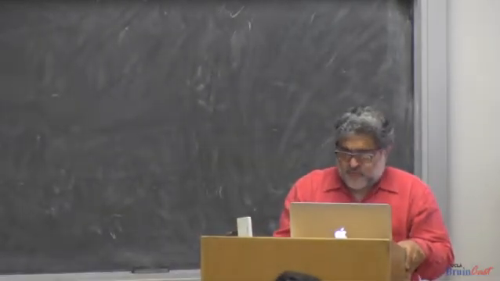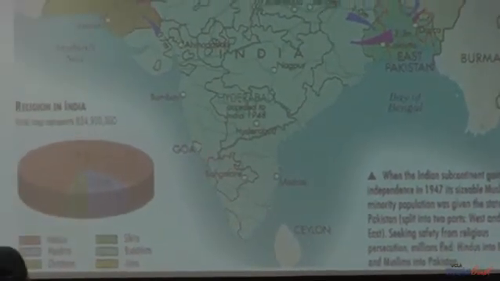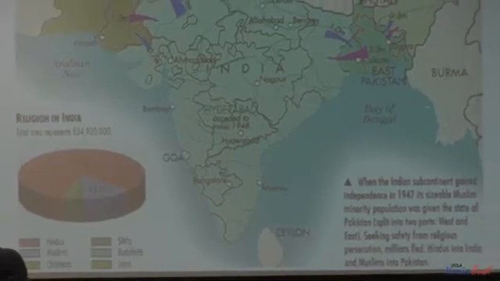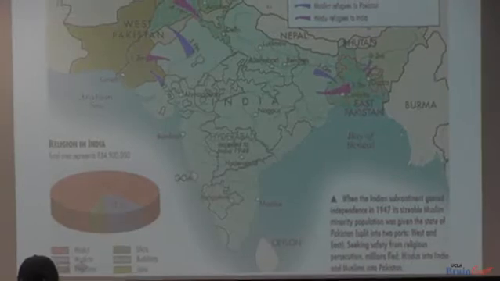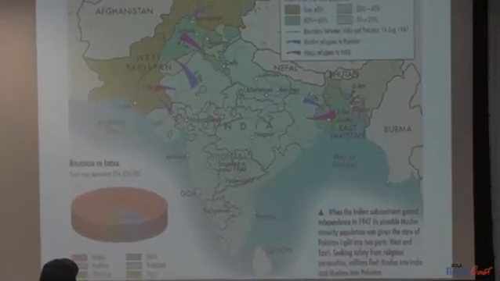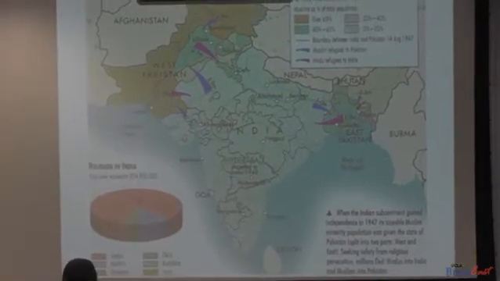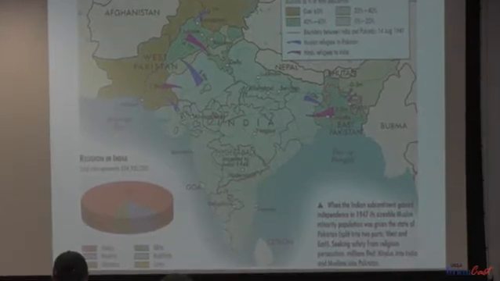Now, when the partition of India took place, it might be useful to go back to one of the maps here, and this will also give us some insights into some of the problems that I'm going to touch upon today. If you look at this map, these arrows indicate the transfer of populations. This is estimated to be the largest transfer of population over a short period of time in world history. We're talking about 15 million people who moved across borders.